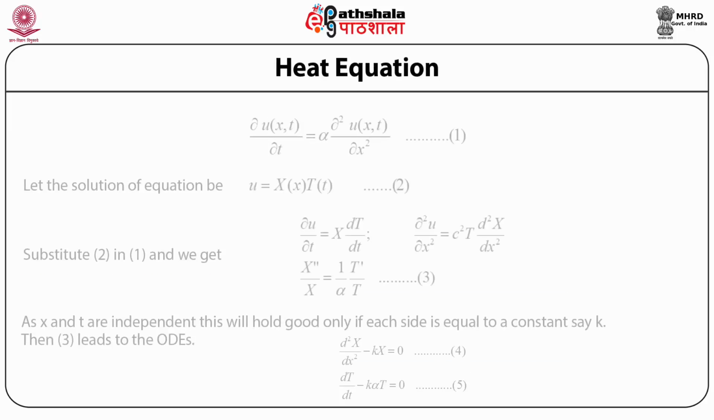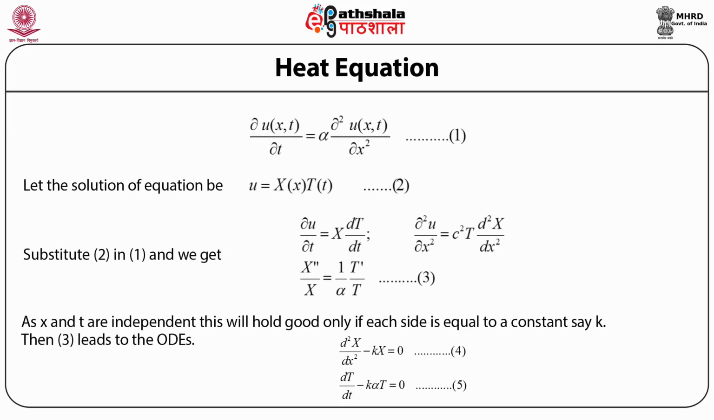We are going to write U as a function of capital X, capital T. Then we can separate as shown in equation 3, X double dash by X is equal to 1 over alpha, T dash by T. Then you can solve the two equations separately, assuming it is equal to a constant small k. Then it leads to ordinary differential equations. Then you can solve it, and you can see the solution in the next slide.